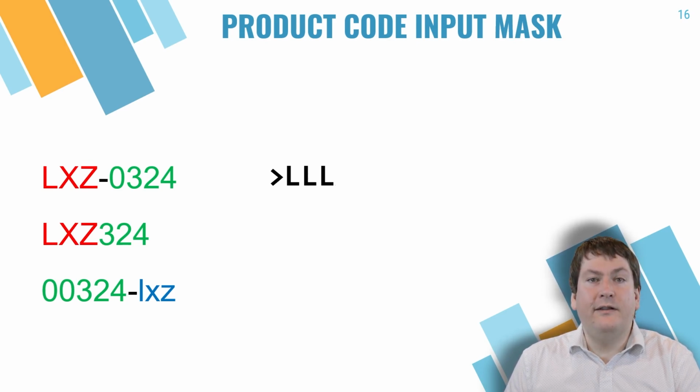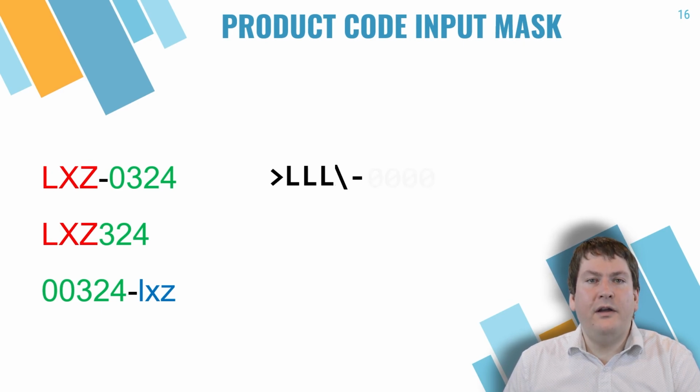Next, we need to handle the literal dash character. This is always a dash in these codes. To denote a literal character, we can either surround it by quotes in the input mask like this, or we can escape it with a backslash like so. Both are equivalent, but the quotes are easier to use when you have multiple literal characters to match that are all in a row. Lastly, we need to deal with the numbers. In this case, we want there to always be 4 digits exactly after this dash.